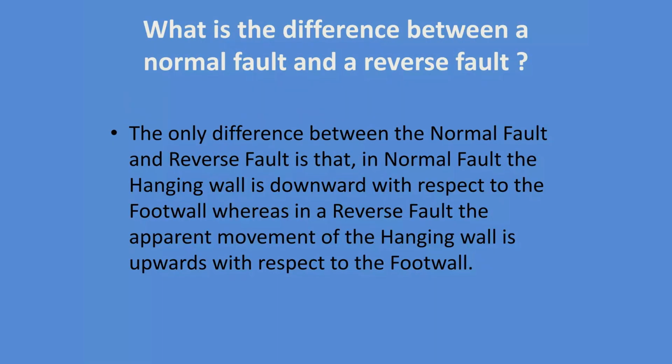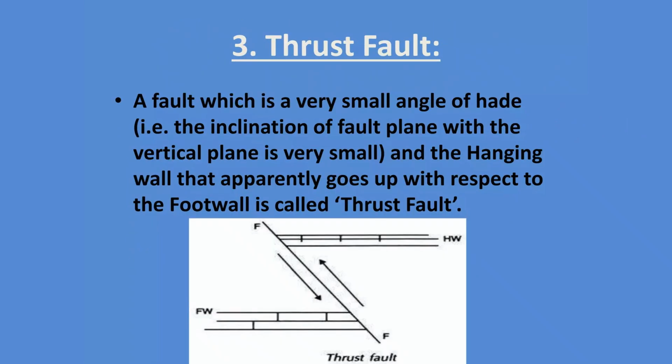Now, what is the difference between a normal fault and a reverse fault? If the hanging wall moves downward and there is a gap in the bedding, and you can see in the field there is an offset, that is called a normal fault. But if the hanging wall moved up relative to the foot wall, then the bed will appear above. In this case, it is called a reverse fault.